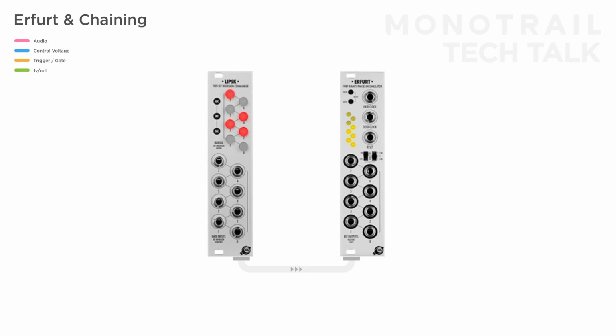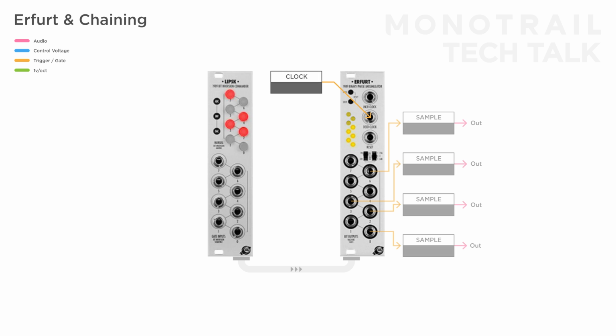To show a useful patch with this setup, you can feed a steady clock to Erfurt and use a few outputs to trigger percussive sounds. Now you can use Lipsk to select the behavior. With Lipsk set to 1, you create classic clock divisions. But with other values, you create more dynamic patterns.